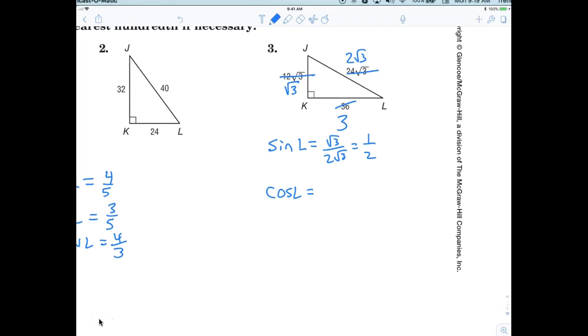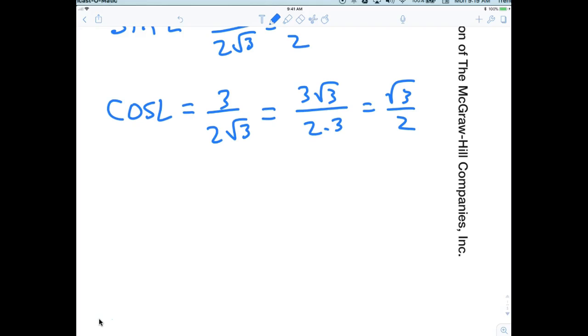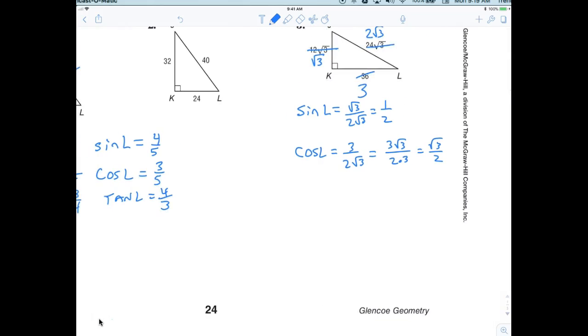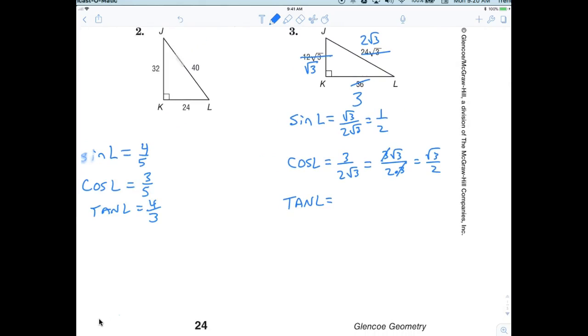Cosine of L. Look at what I did: you can't have a radical in the denominator. Now we're going to look at the tangent of L. I didn't do 2 times 3. I left it 2 times 3 because I knew I was going to cross out the 3's. Tangent of L is radical 3 over 3. Everybody good with that?